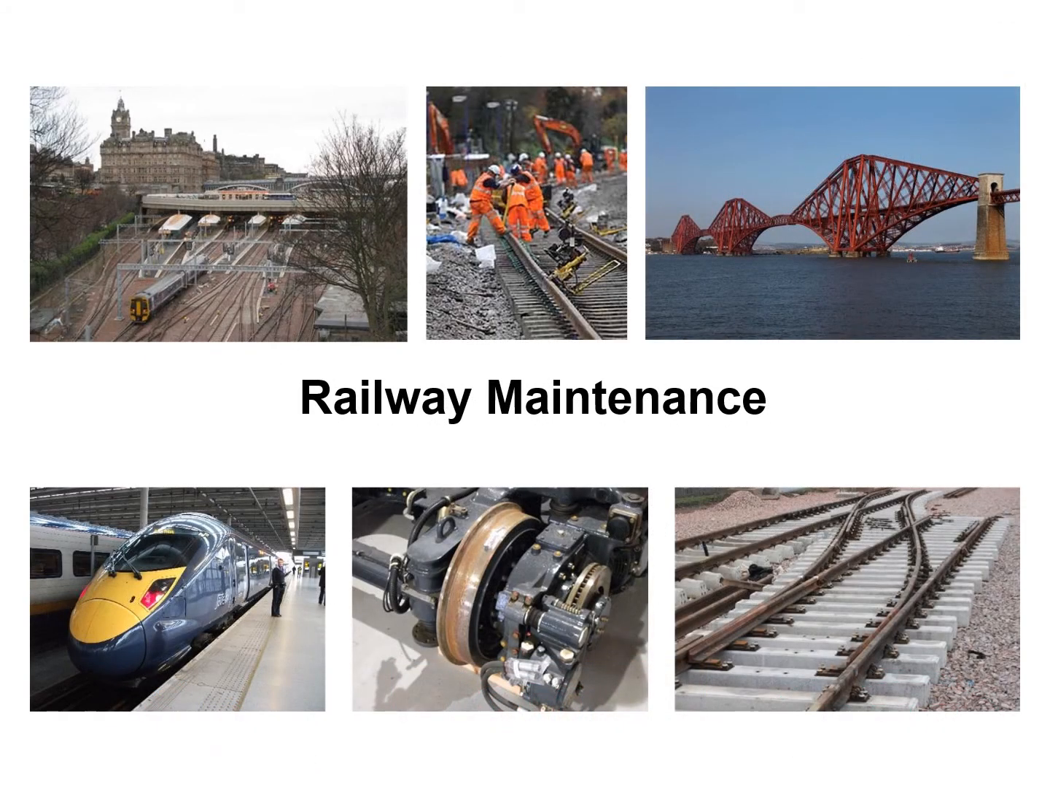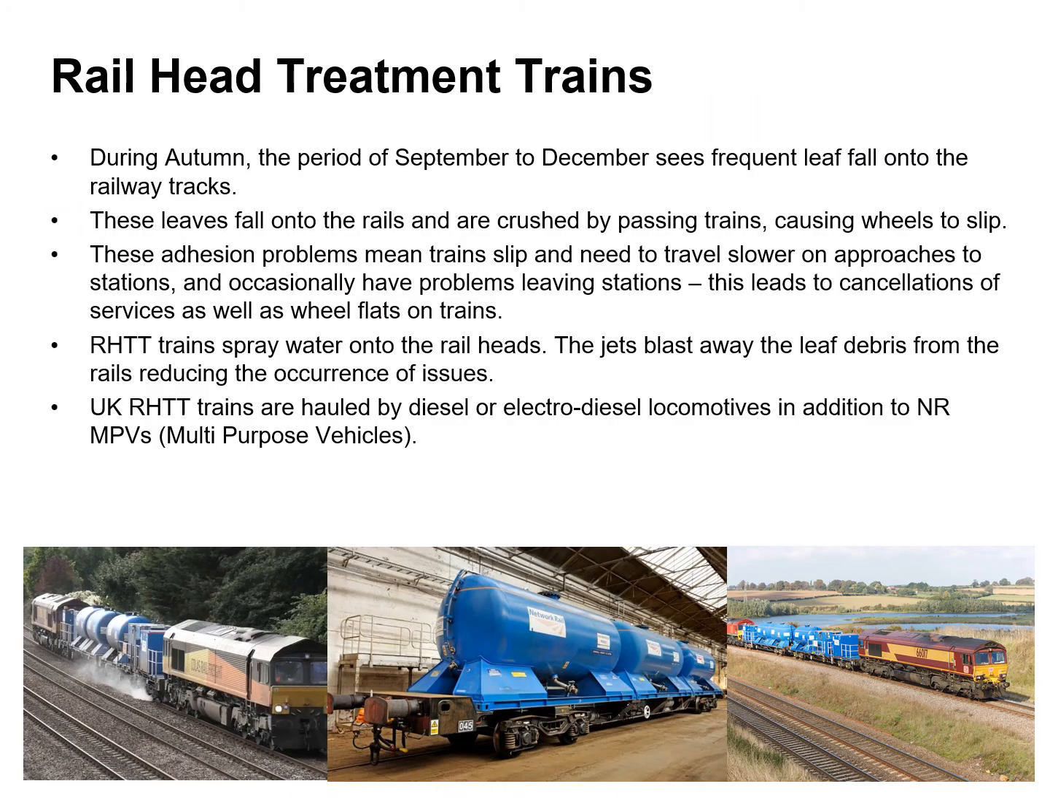So we're now just going to look at railway maintenance, but not on a nuts and bolts detail level, at more of a strategic level, and consider some of the overarching issues and challenges that Network Rail have. So railhead treatment trains are sent out during autumn in the period of September to December, where there's frequent leaf fall onto the railway tracks. And these leaves fall onto the rails and are crushed by passing trains, and this eventually causes wheels to slip. These adhesion problems mean that trains slip and need to travel slower on approaches to stations, and occasionally have problems leaving stations, and this leads to cancellations of services as well as wheel flats on trains.